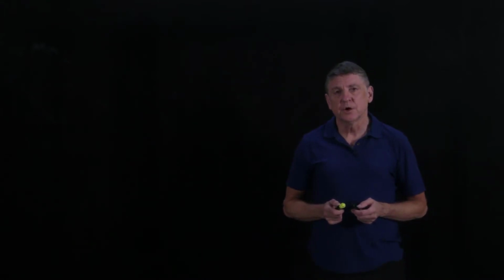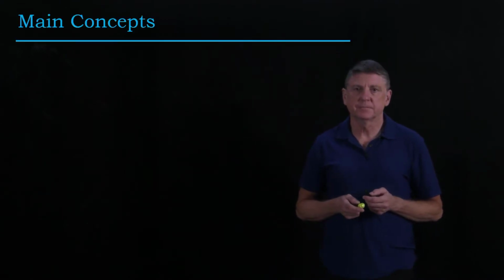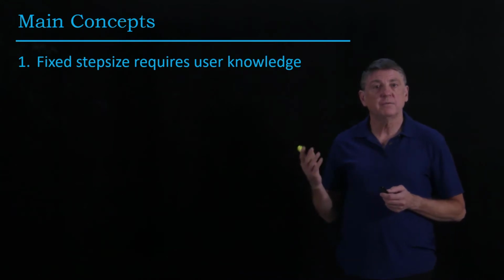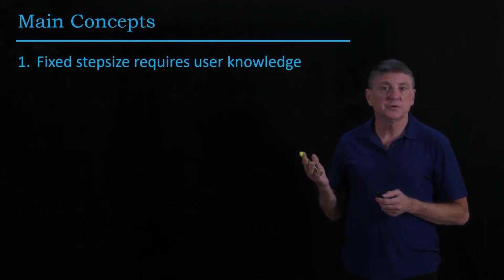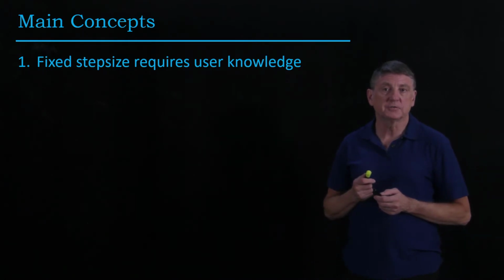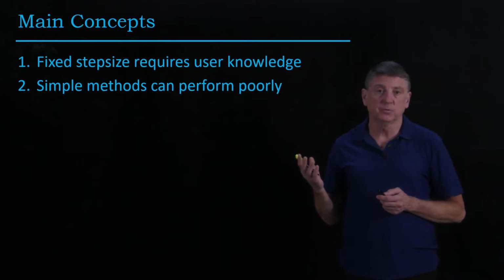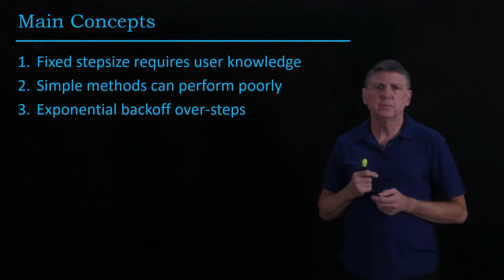Welcome. In this lecture, which has multiple sessions, we'll explore methods for finding a minimizer of a function that has a scalar argument. We'll explore iterative methods specifically. The main concepts are: we'll derive what we mean by a step size and a search direction, and we'll understand why fixed step sizes require user knowledge. We'll examine how some simple methods can perform poorly.